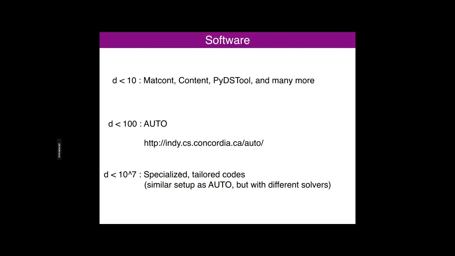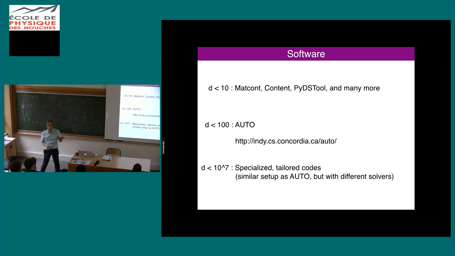And I put the Auto codes of the SM91 in the labs. So if you want to use Auto, the codes for the SM91 are already there. You just have to run them. And then there are specialized codes where we're now in about the 10 million range, where we can do these things for models. We have a similar setup as Auto, but with different solvers, because to reach this dimension you need to do a lot more work.